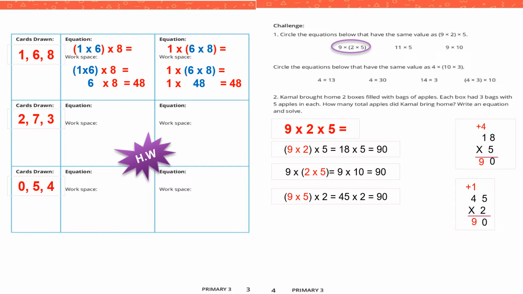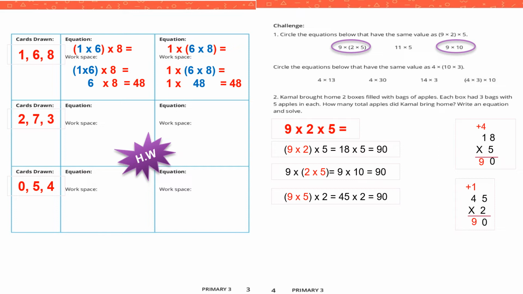But without finding the product, I don't have any 11 here. Maybe he added 9 plus 2 equals 11. I don't want to add. It's times, not plus. So it's wrong. 11 times 5, wrong. The third choice is 9 times 10. 9 times 10 is the same? Yes, yes, because 2 times 5 equals 10. If he multiplied 2 and 5 equals 10, then we can multiply 9. So it's correct choice.